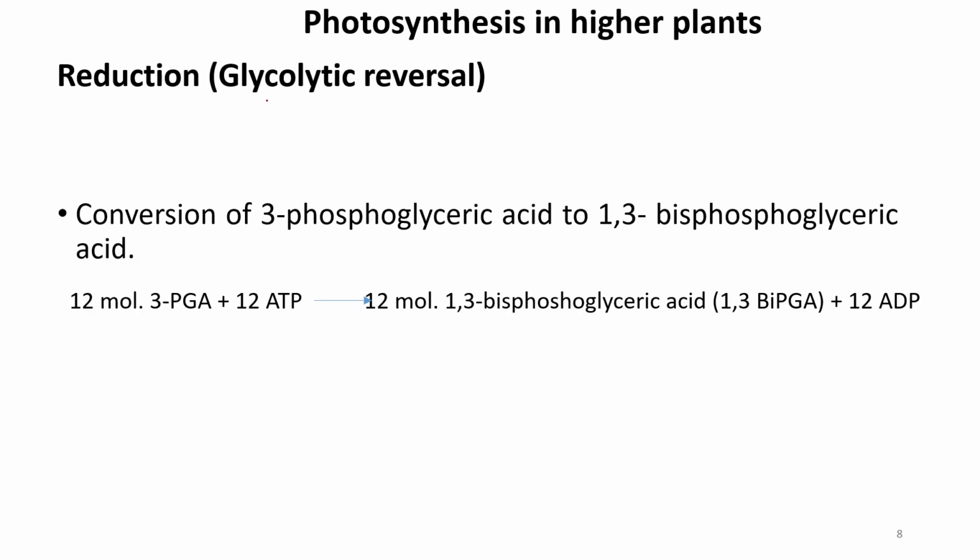Now next is the reduction phase, also known as the reverse of glycolysis. Here there is a conversion of 3-phosphoglyceric acid into 1,3-bisphosphoglyceric acid. Now 12 molecules of 3-PGA were synthesized in the carboxylation phase. These 12 molecules of 3-PGA utilize 12 molecules of ATP to form 12 molecules of 1,3-bisphosphoglyceric acid. So phosphorylation is taking place here using ATP, and 12 ADP will be produced.